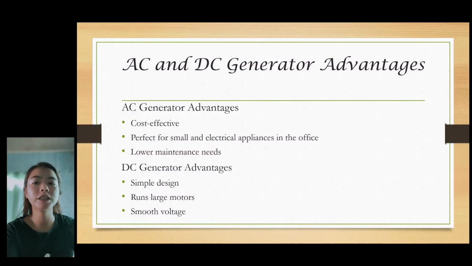Since meron tayong generators which serve different purposes, there are several advantages to each. So, let's start with AC generator. Cost-effective, perfect for small electrical appliances in the office. Lower maintenance needs. In DC generator, simple design, runs large motors, and smooth voltage.